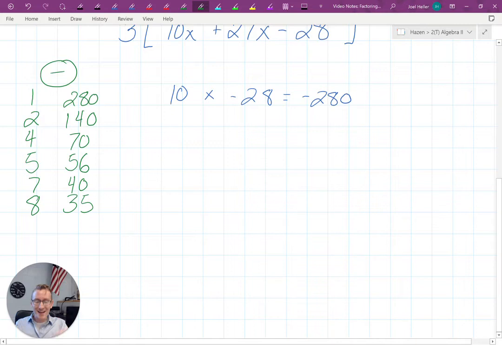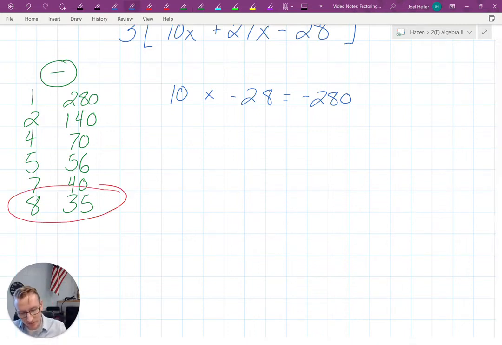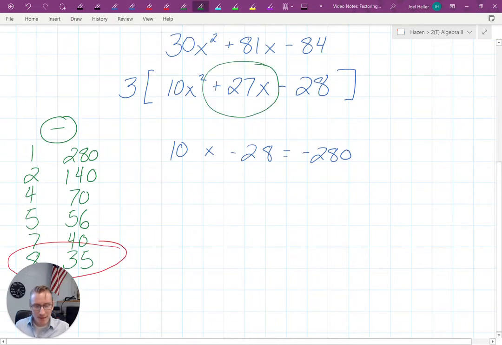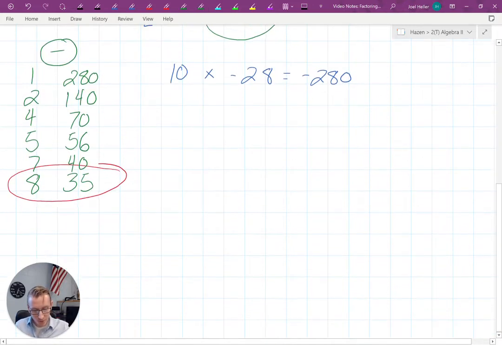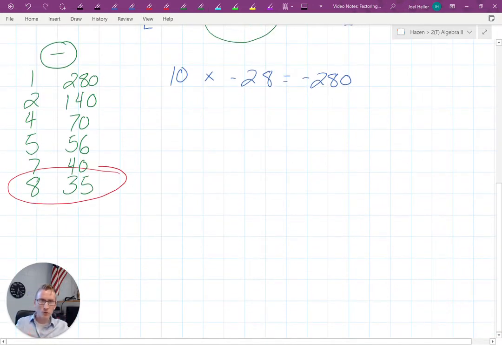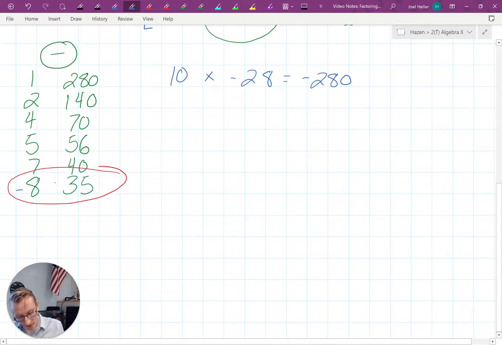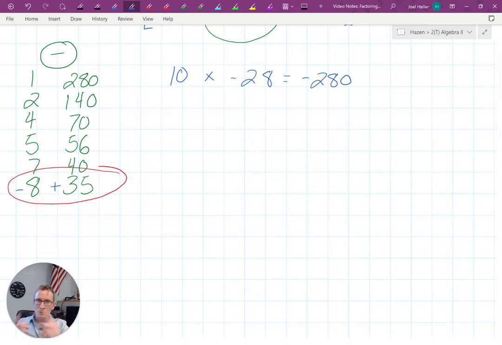The difference between 8 and 35 is 27. That difference right there is 27. What I'm going to look for, because my 27 here is a positive 27, is that one of these factors has to be negative and one of them has to be positive. Because the difference that I'm looking for is a positive 27, the 8 has to be the negative one, and the 35 has to be the positive one. Because negative 8 plus 35 gives me my positive 27. If it was a negative 27, then those two signs would be flipped.